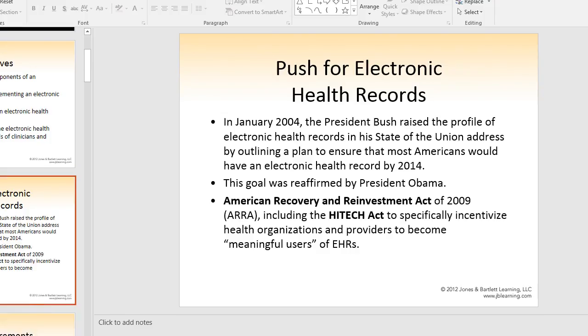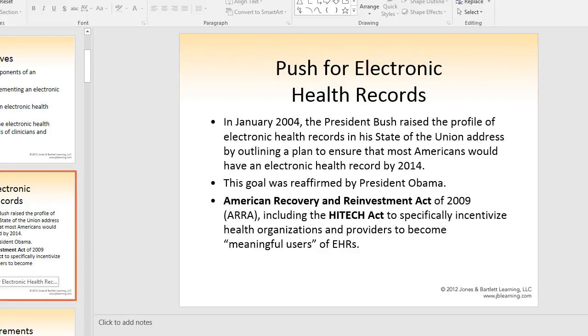All right. Push for electronic health records. So in 2004, President Bush raised the profile of electronic health records in a State of the Union address by outlining a plan to ensure that most Americans would have an electronic health record by 2014. And this goal was reaffirmed by President Obama. So the American Recovery and Reinvestment Act of 2009 included the HITECH Act to specifically incentivize health organizations and providers to become meaningful users of EHR.